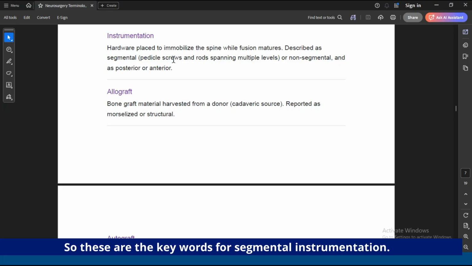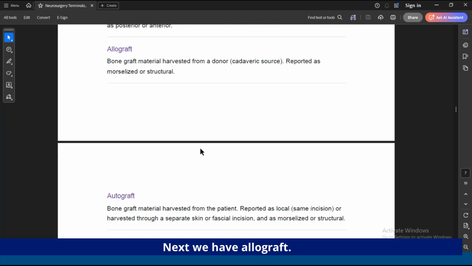So these are the keywords for segmental instrumentation. Next we have allograft. So bone graft material harvested from a donor, reported as morselized or structural. So we have two types of allograft in spine surgery. So those are morselized and structural.